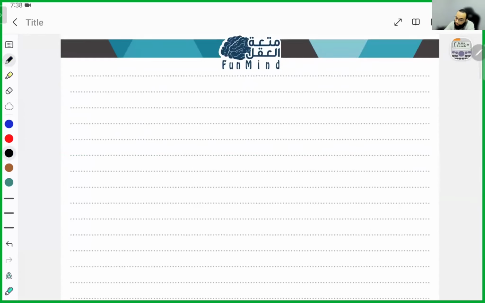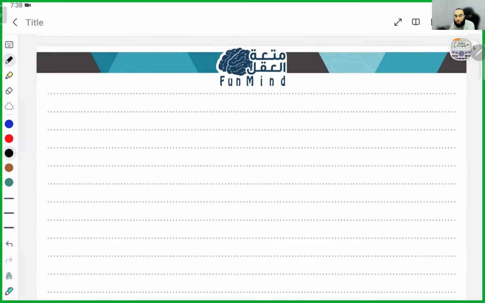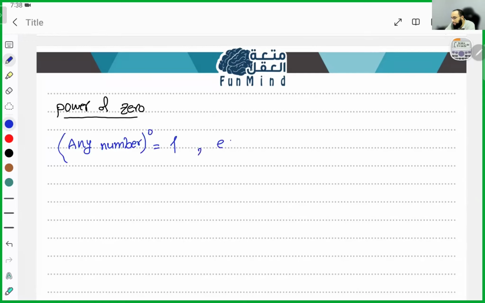Right now, we are going to study another important part, which is called power of 0. If you have any number power of 0, what does it equal? We studied before: any number power of 0 equals 1, except 0 power of 0. 0 power of 0 has no value.